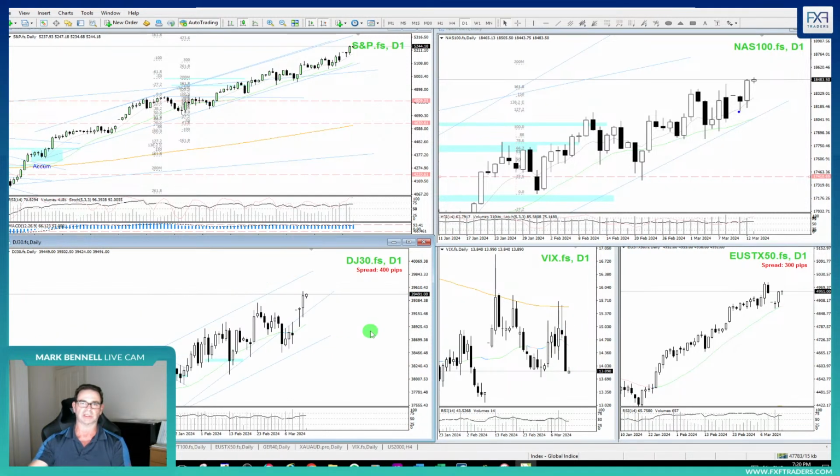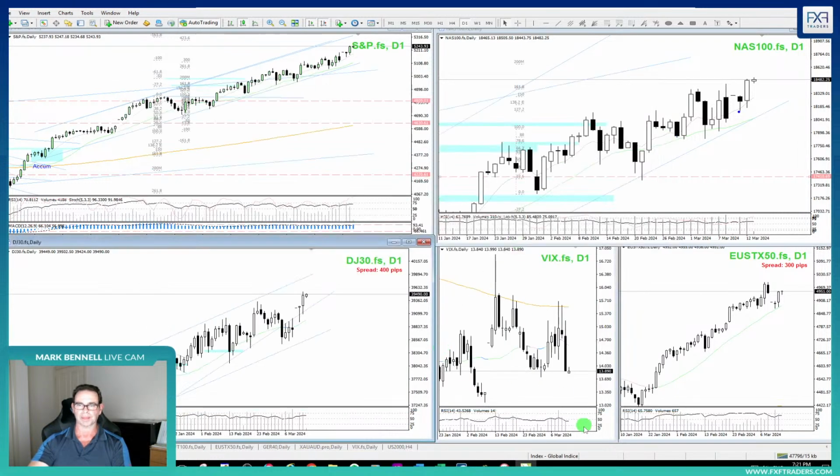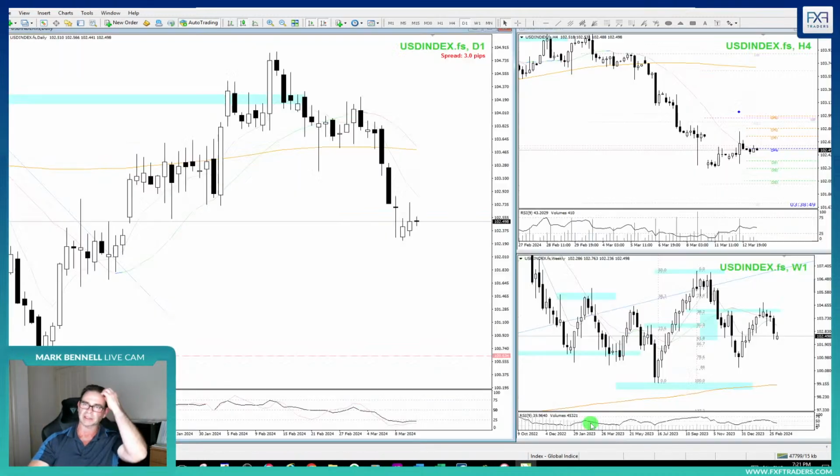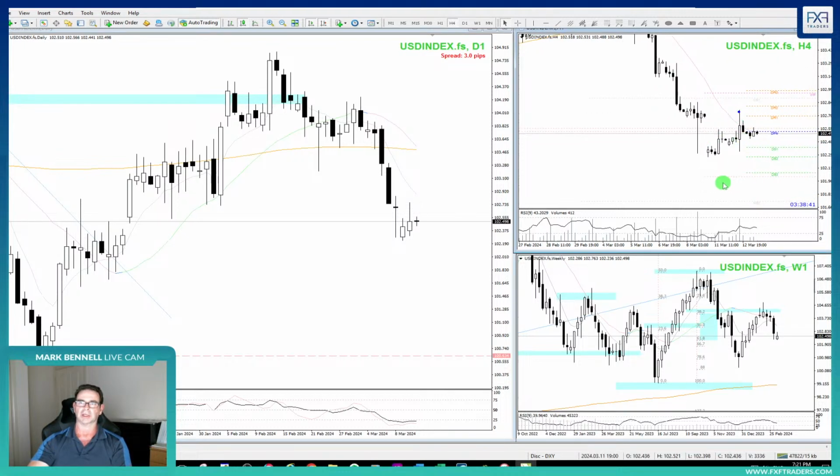We did have US CPI news yesterday. So let's have a quick look. Let's go through the dollar index. Dollar index really didn't move on that. Just had a big spike on the US news, but really didn't do much else. Big move. You can see we're in that extended state. So really I'd be expecting this to push back in here.